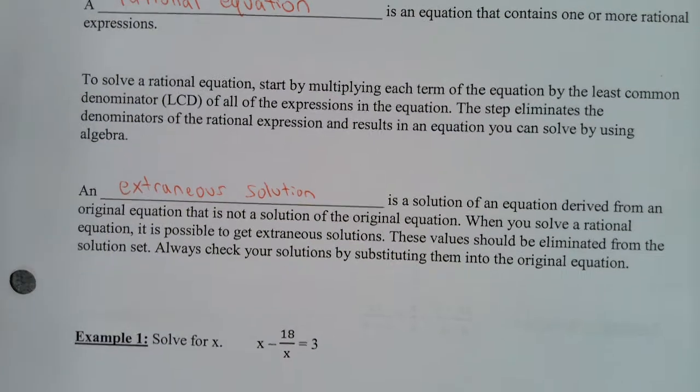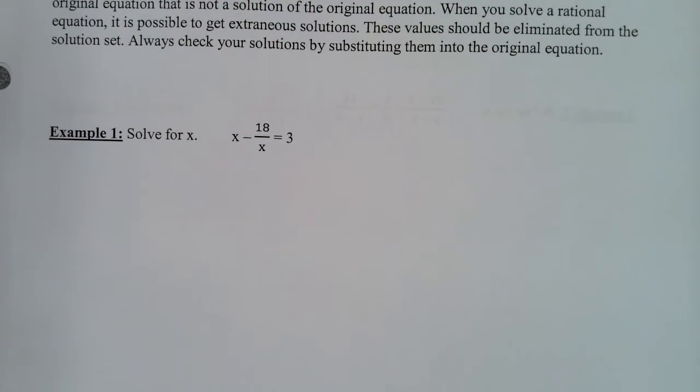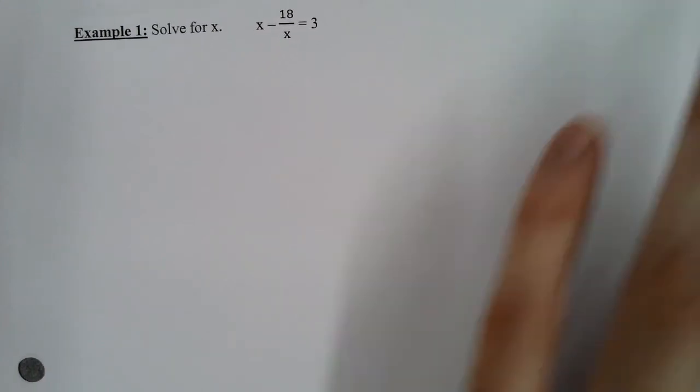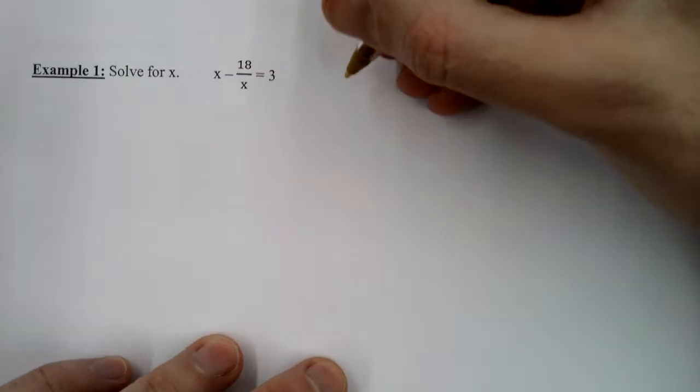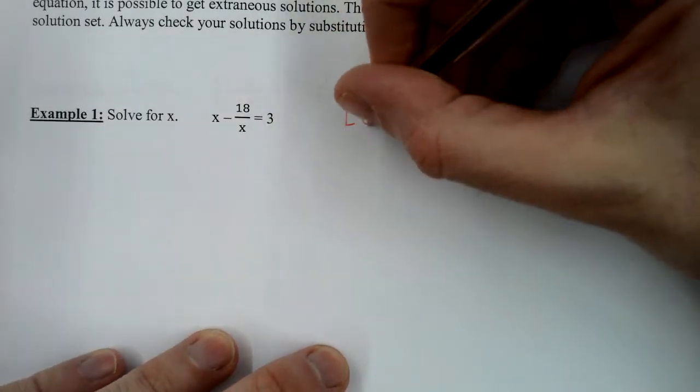Okay, so here we go. Example 1, solve for x. x minus 18 over x equals 3. We're going to try to find the LCD, the least common denominator. This one is actually pretty easy. There's only one denominator, so my LCD is going to be equal to x.